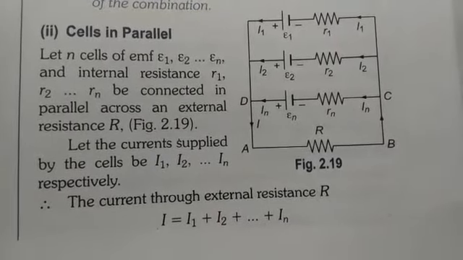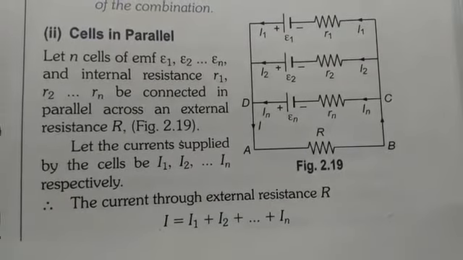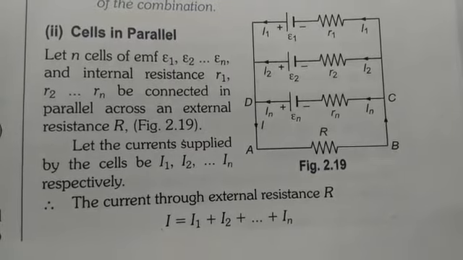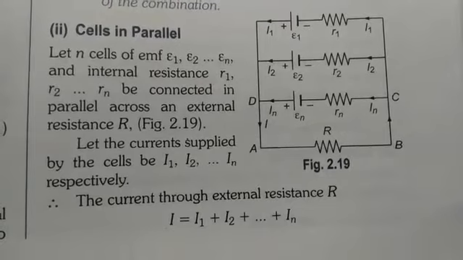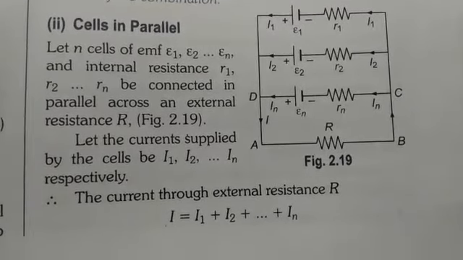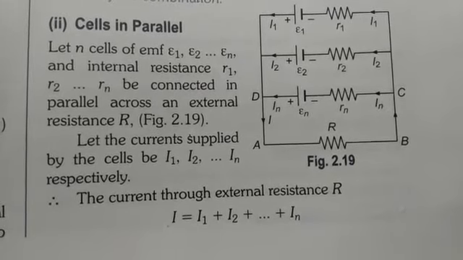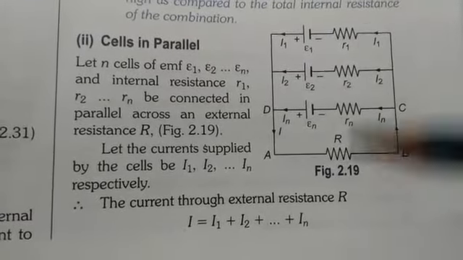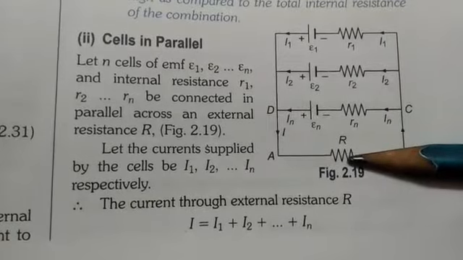Now move to next topic, cells in parallel. So here in figure 2.19 you can see cells are there, E1, E2, En are the EMFs, and R1, R2, Rn are the internal resistances of the cells which are connected parallel to each other. Okay, and they together connected to external resistance.